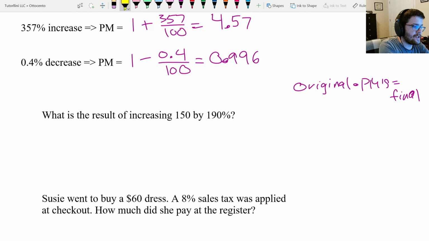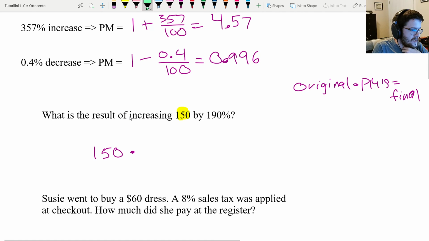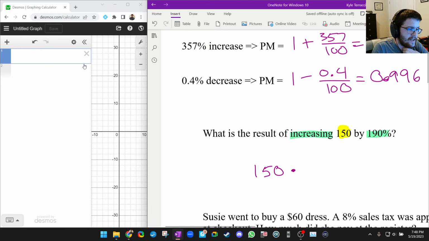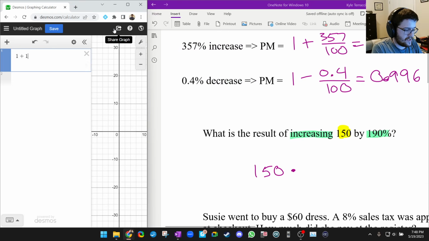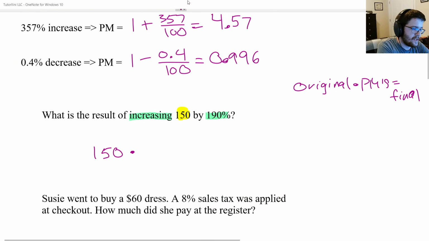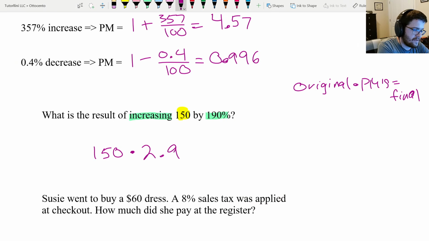Okay, so our original value is 150. So I'm going to do 150 times what we're going to do, a 190% increase. So let's figure out what that is. 1 plus 190 over 100, that's 2.9. Okay, so we're going to do 150 times 2.9, and that should give us our final.